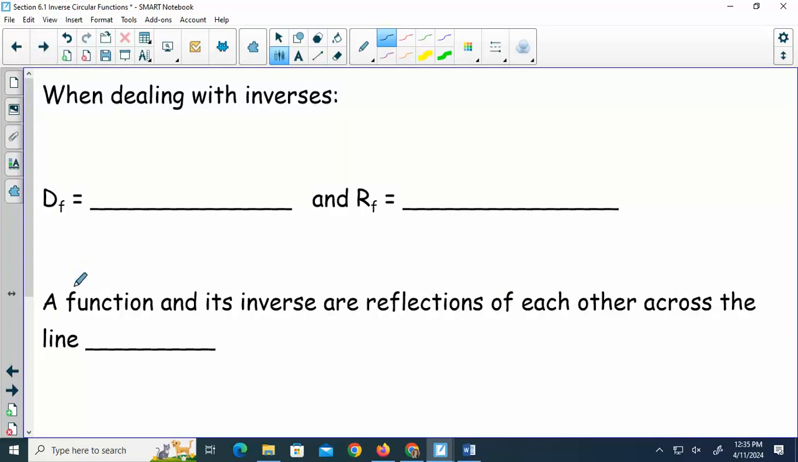When we are talking about inverses, x and y reverse, so the domain of the function is equal to the range of the inverse, and the range of the function is equal to the domain of the inverse, because they flip roles. We also know from algebra, since x and y are switched, they are reflections across the line y equals x.